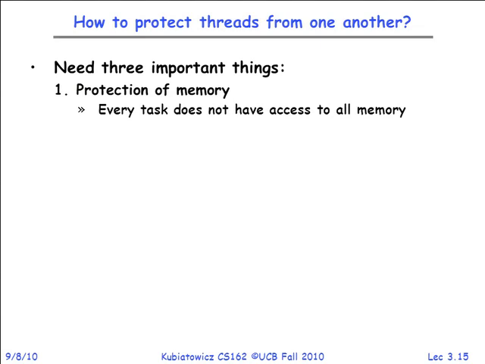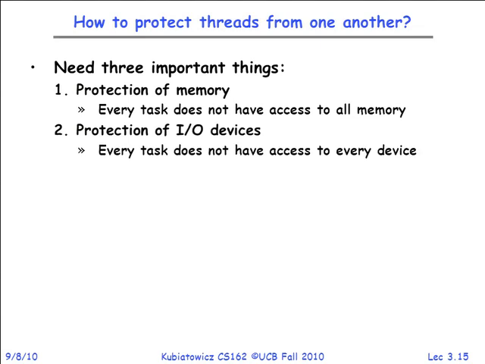The other is we've got to protect the I/O devices. Basically, every task does not have access to every device, or at least it doesn't have access to it in its raw form. Because if it did, then we have no file system protection, we have no networking protection, there's all sorts of problems.